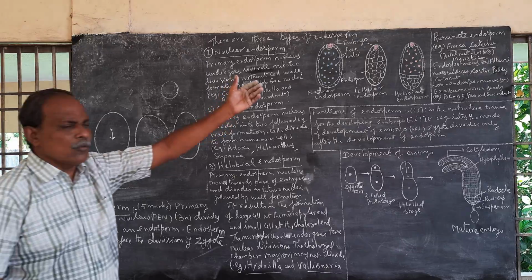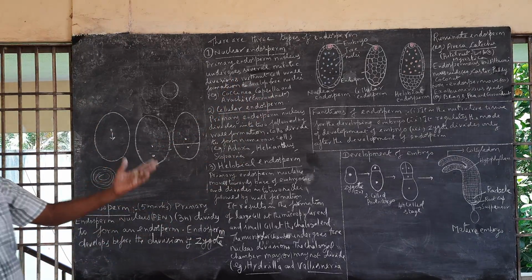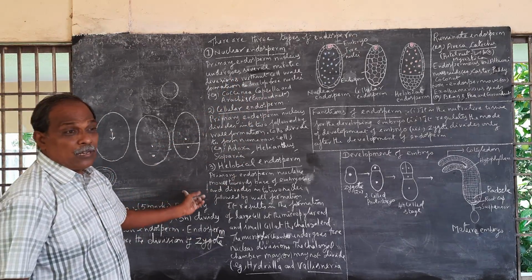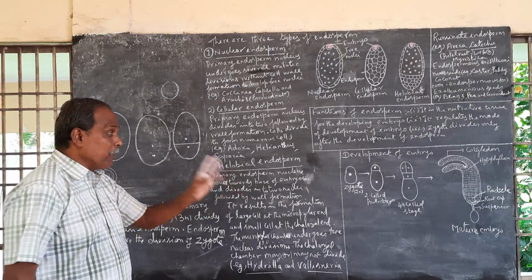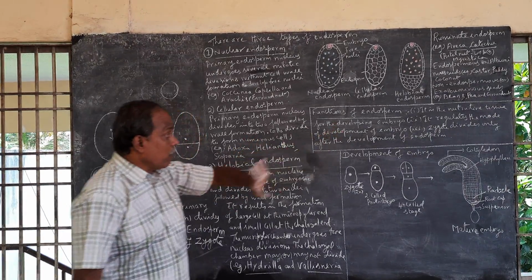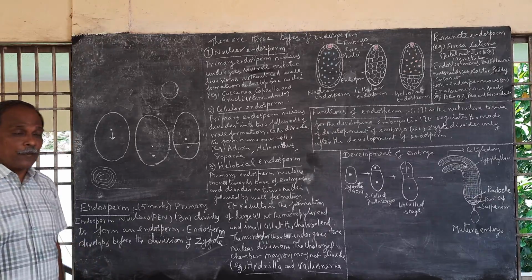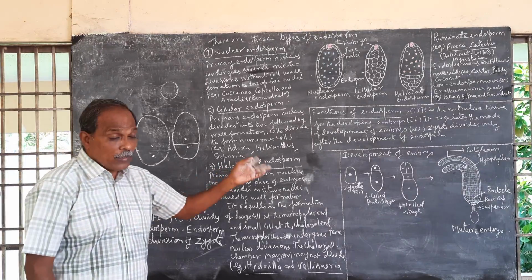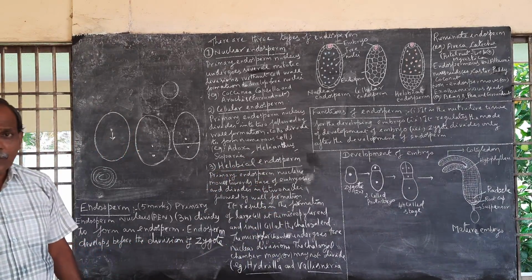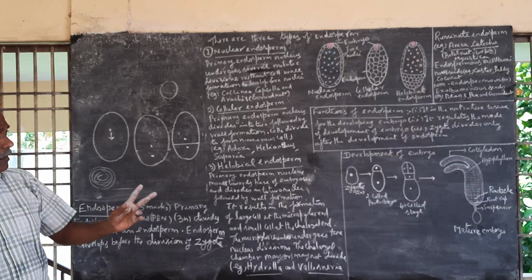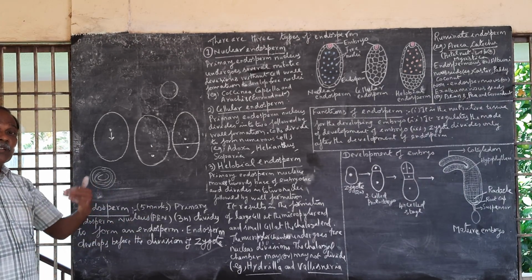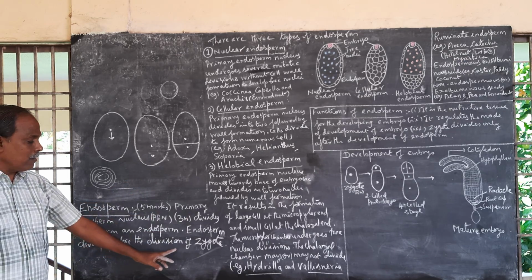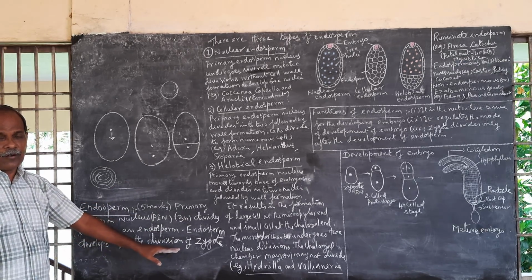There is one more question. The next one, functions of endosperm. Endosperm gives nutrients to the developing embryo. It supplies nourishment to the developing embryo. It is nutritive tissue for the developing embryo. It regulates the mode of development of the embryo. The zygote divides only after the development of endosperm. So endosperm develops even before the division of the zygote. That's what is given here.